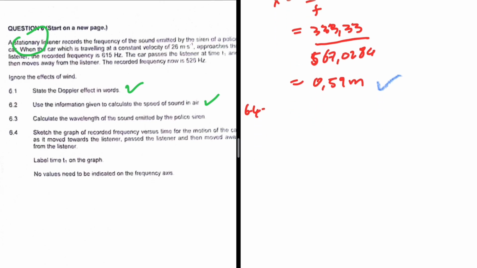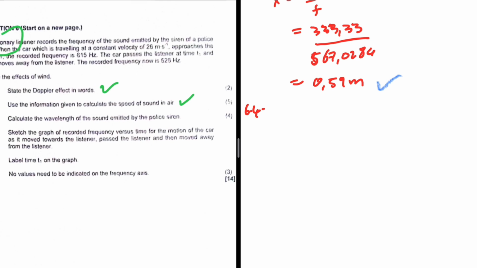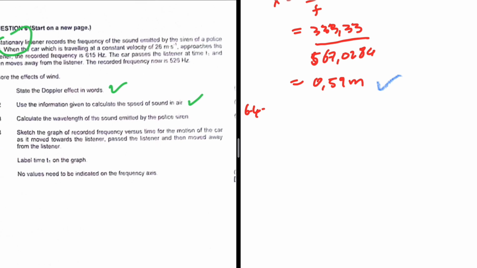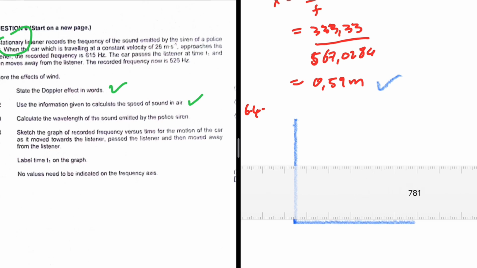Sketch the graph of recorded frequency versus time for the motion of the car as it moved towards the listener, past the listener, and then moved away from the listener. Label time t1 on the graph. No values need to be indicated on the frequency axis. Okay, let's take a look. First of all, we need the frequency axis. There we have it, and then we have the time axis. This is the time in seconds, and this is the frequency in hertz. We don't need to include any values.